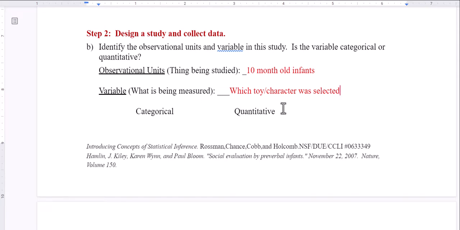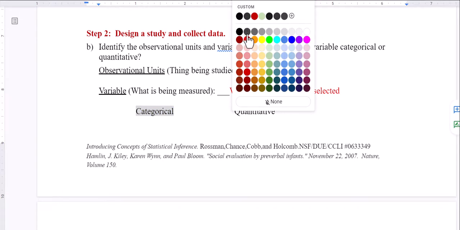In quantitative, you have a number. So in this case, which toy or character? Well, what are the options? They have the friendly or unfriendly. So we would say that it is categorical.